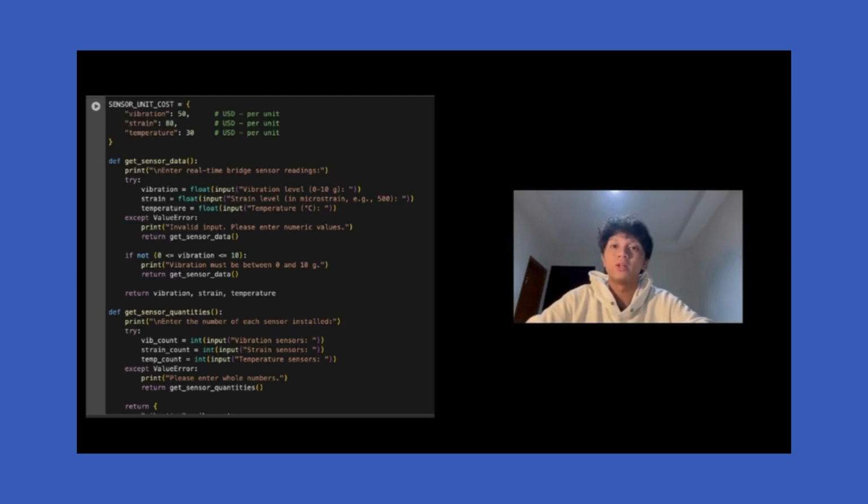The get sensor data function follows, where the user inputs real-time readings from those sensors: vibration, strain, and temperature. We include validation. For example, vibration must be within a realistic range to ensure data quality. So this part is about capturing the real-world condition and installation context. What's on the bridge and what is it sensing right now.